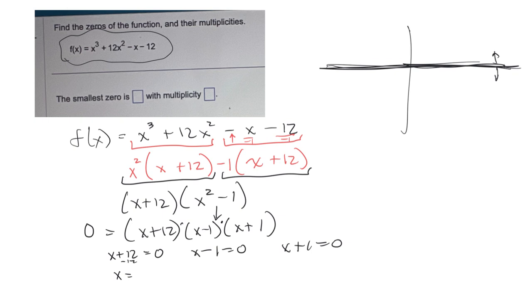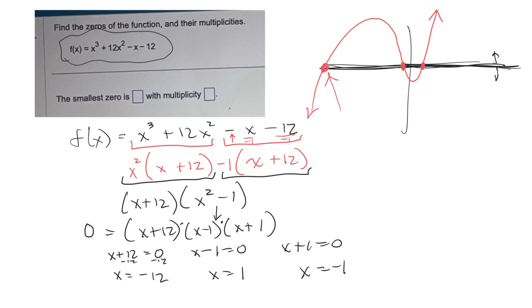So I'll subtract 12 on each side, give me a negative 12. I'll add 1, and I'll subtract 1. So my three zeros are negative 12, I'll graph that so it's over here somewhere, negative 1 and positive 1. This is a cubic, so it starts low and ends high. So the graph will go like this. Something like that.